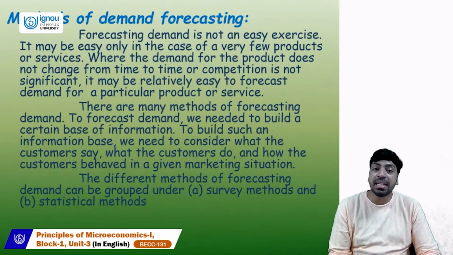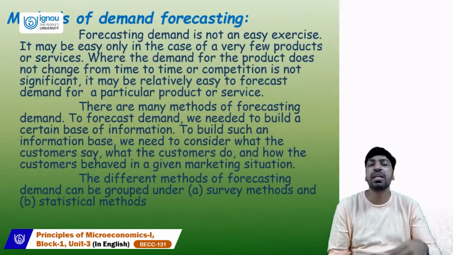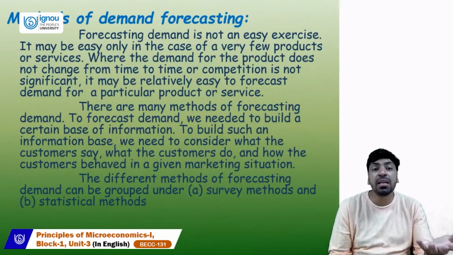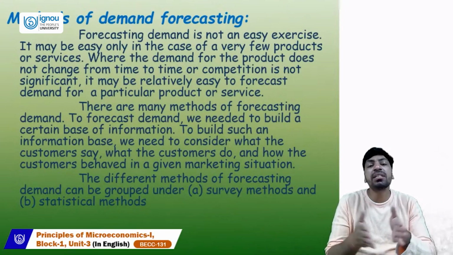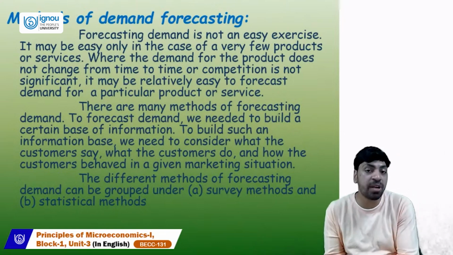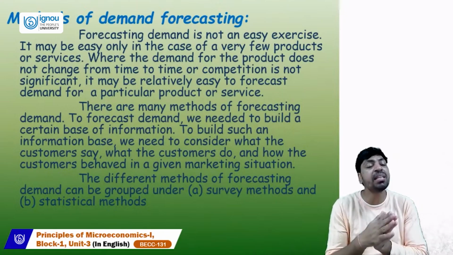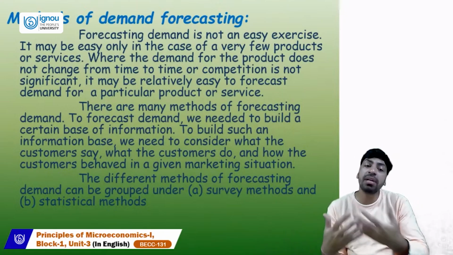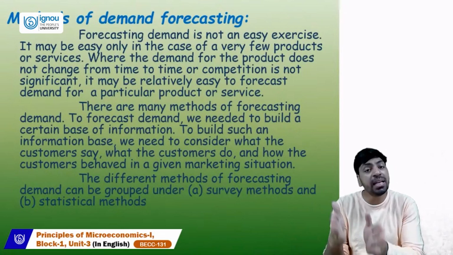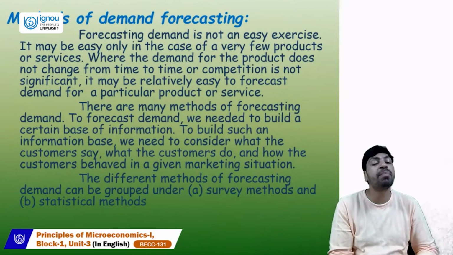It may be easy in the case of very few products and services. For example, Maggi, or milk. These are products for which it's very easy to forecast demand, as they are daily needs products that the consumer consumes very easily on a daily basis. And accordingly, the organization and the company can forecast its demand for milk or bread and butter.